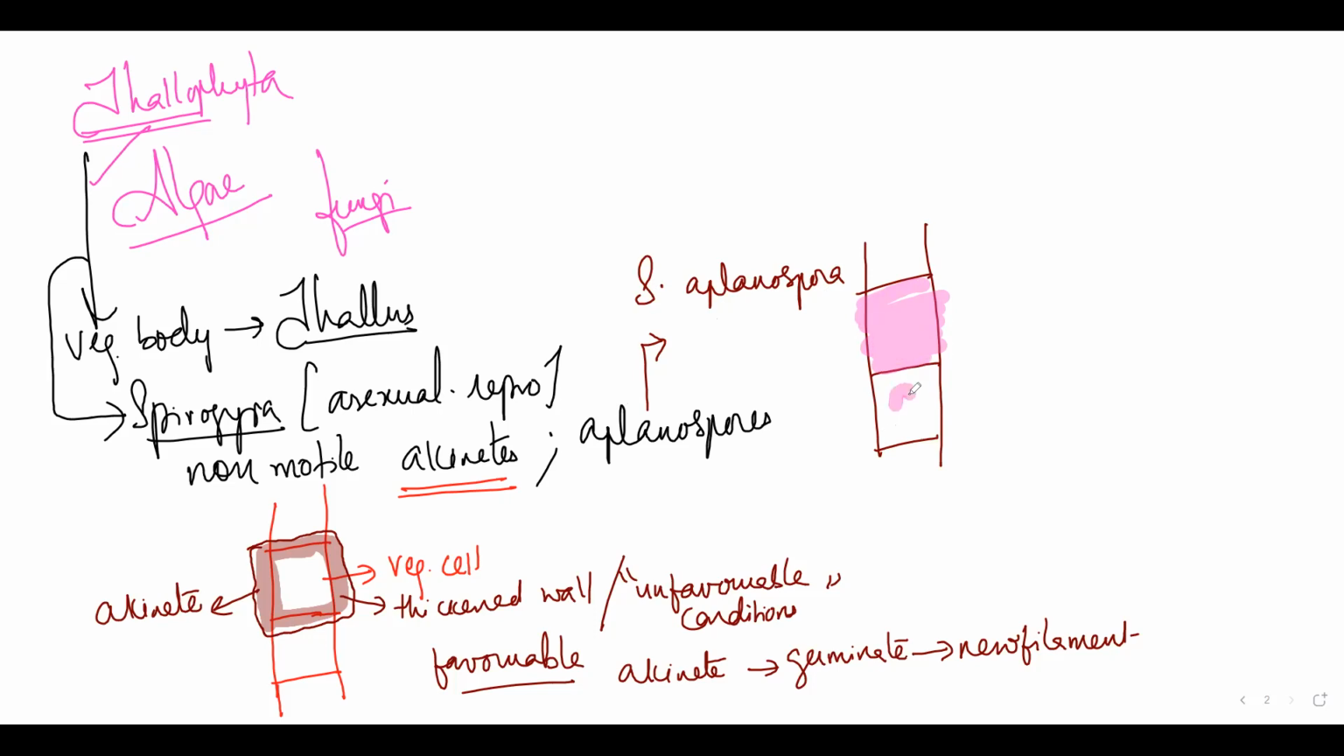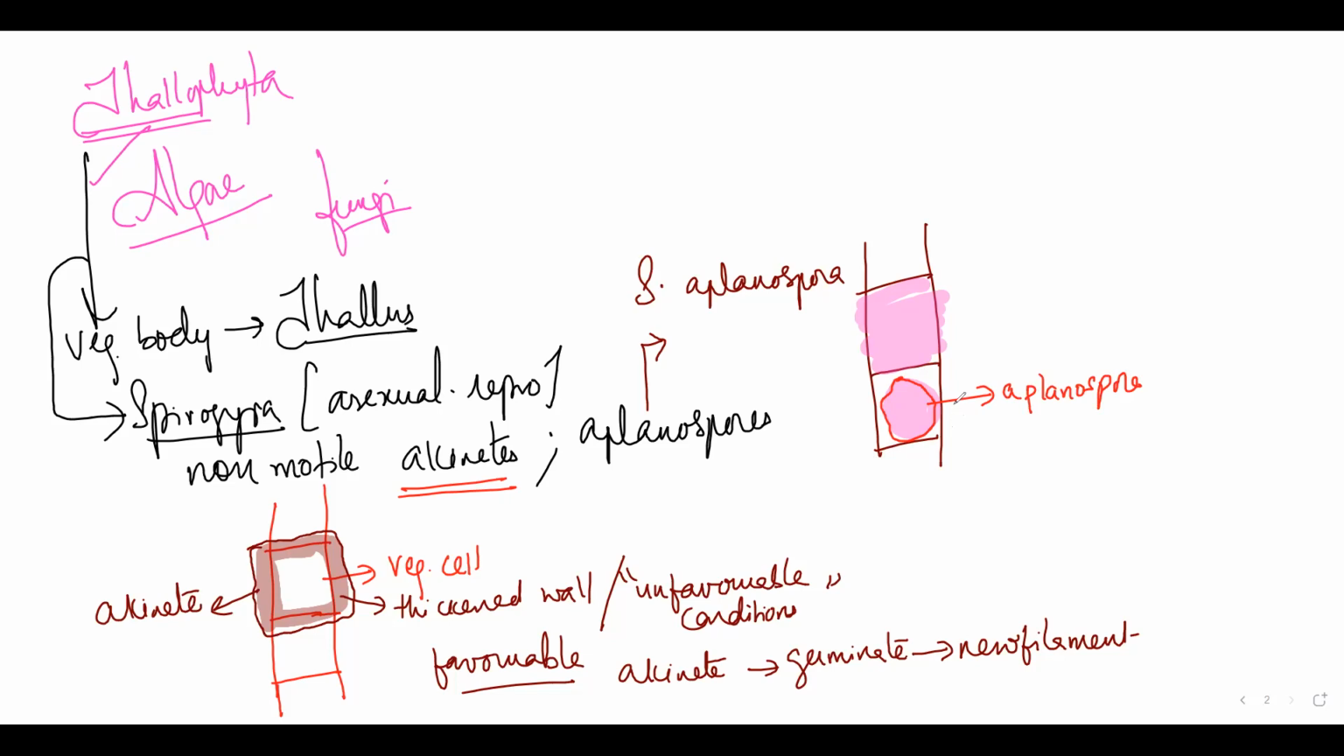going to contract like this, and it is going to round up, and it is going to develop a new wall of its own. So now it is developing a new wall of its own. Okay, and like this, we can see that this structure which is being formed is an aplanospore. So the protoplasm of the cell is contracting, rounding up and developing a new wall of its own, and that is an aplanospore.